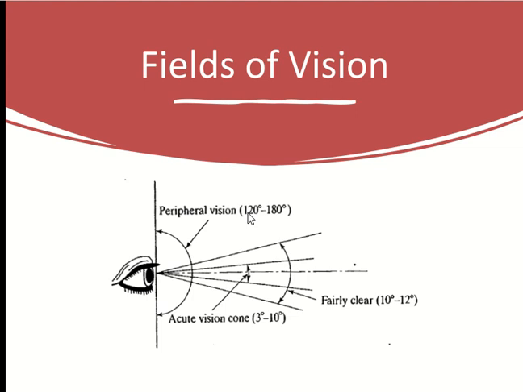The changes are very minor. Maybe you cannot look at very minor details, but most of the things are very clear, even up to this range. And then you go to the extreme, which is after 12 degrees. This is called peripheral vision, and the main function of peripheral vision is detection, not comprehension.